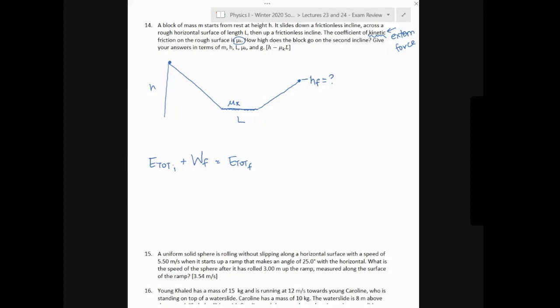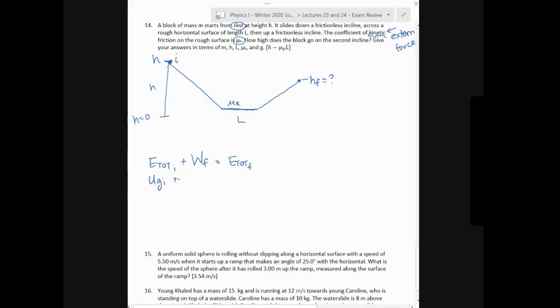So for E total initial, we're going to say the height is zero at the bottom, and the initial height here is just h. Okay, so what kind of energy do we have when we're at the top, so initially? What kind of energy is there initially when the block is at the top of this ramp? Just gravitational, good. So I'm going to say Ug initially. It tells you it's starting off from rest. So that's why there's no kinetic energy.